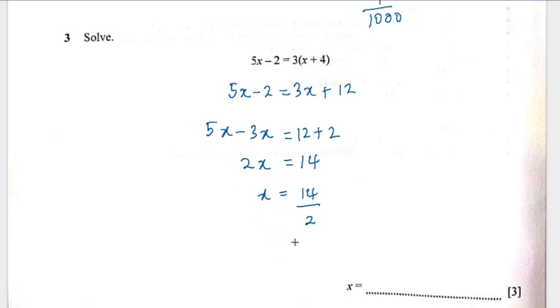So inverse of times is divide. That's why we divide. So here you get 7. Okay, easily you can get 3 marks here. All right.